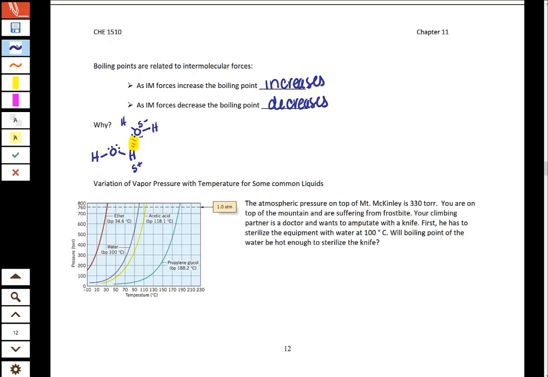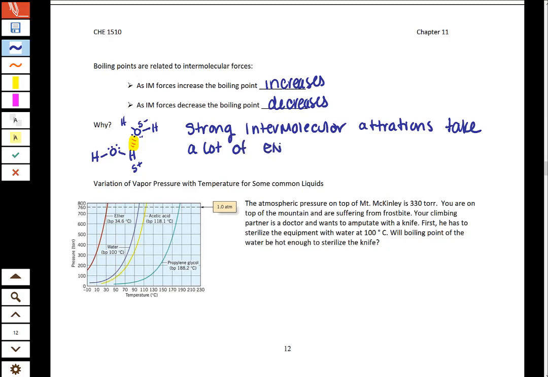So if you have strong intermolecular attractions, that's like having a strong magnet. And if you have a strong magnet, you can put a heck of a lot of energy to pull that magnet away from another magnet. So strong intermolecular attractions take a lot of energy to break.